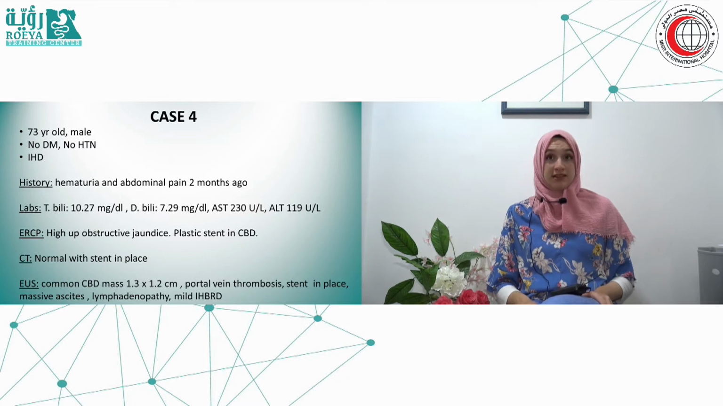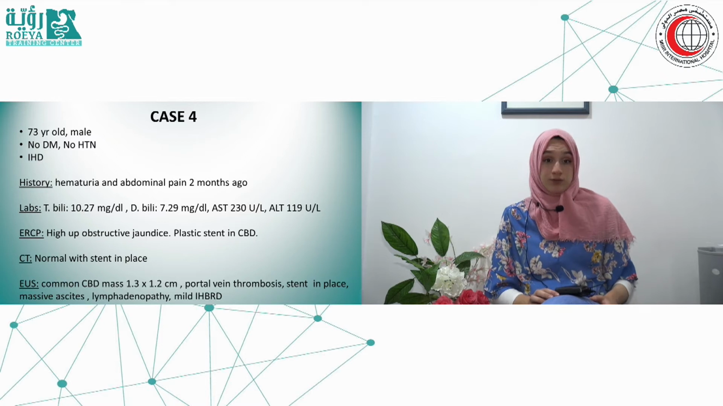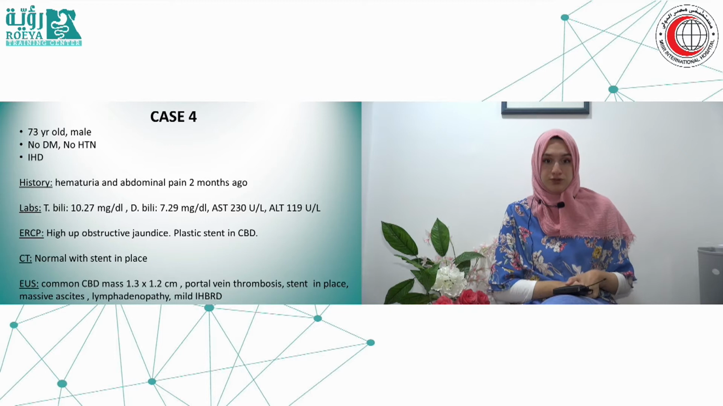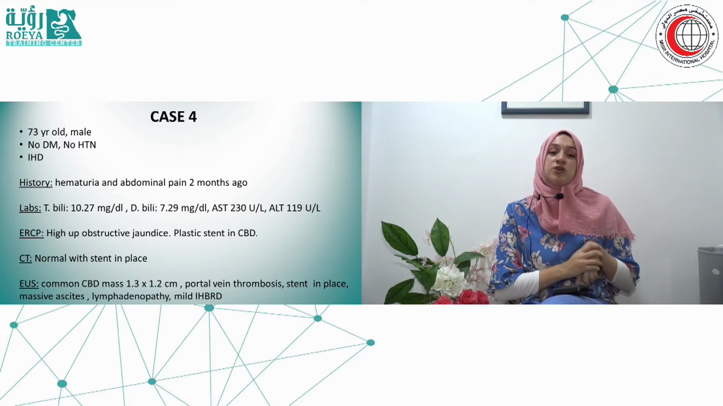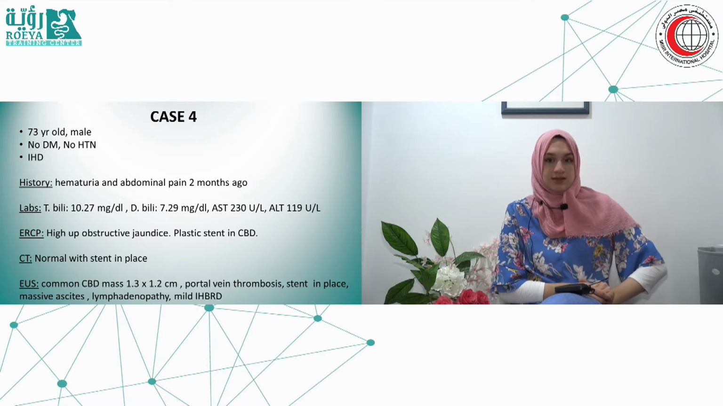Now I'm going to present the fourth and final case. We have a 73-year-old male today with no diabetes or hypertension, but he is an ischemic heart disease patient. The patient has a history of hematuria and abdominal pain that started 2 months ago. The labs show a total bilirubin of 10.27 and a direct bilirubin of 7.29. The ERCP showed a high up obstructive jaundice, with a plastic stent placed inside the CBD.